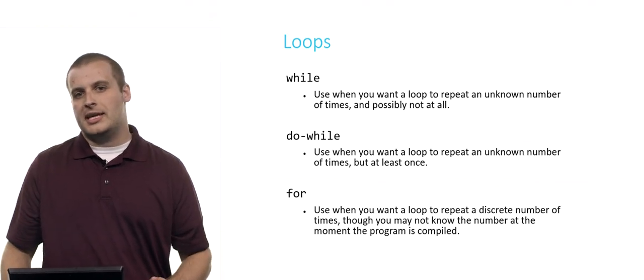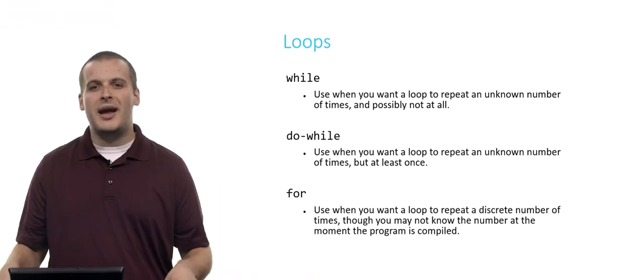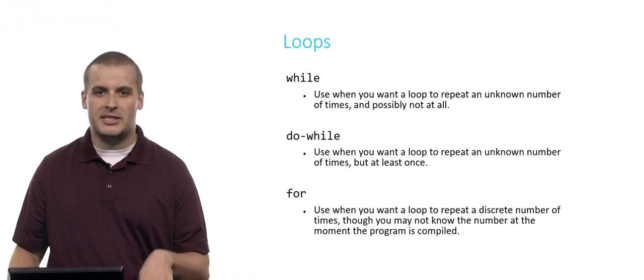And a for loop's use case typically is when you want to repeat a loop a discrete number of times, though you might not know the number of times at the moment the program is compiled. So for example, maybe you have a program where you prompt the user for a number, say, and they enter 100. And maybe your for loop will then run 100 times. Or maybe they enter 1,000, and your program would then run the loop 1,000 times. It's a specific number of times, but you don't necessarily know what that number is the moment the program is compiled. It's not like a while loop where it could be infinite. It's rather a number that you just don't know.